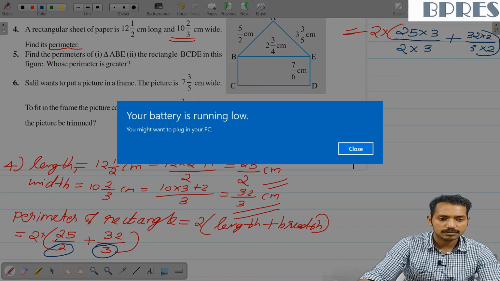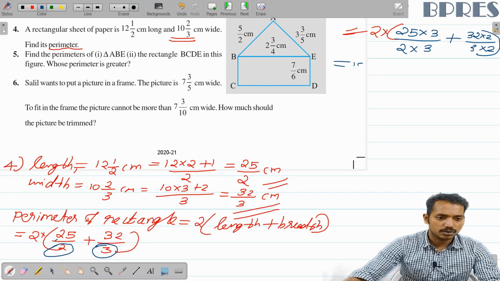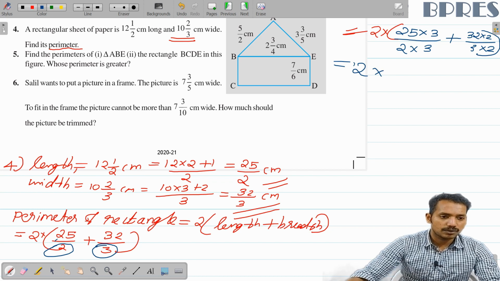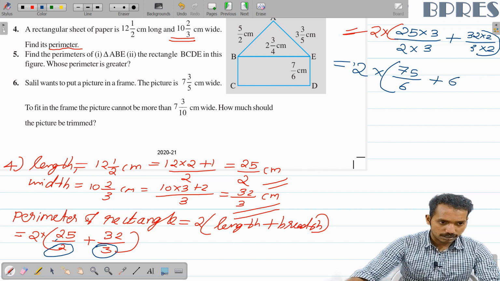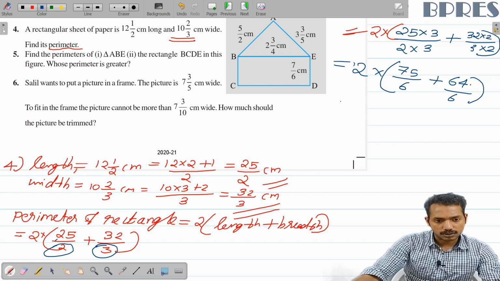Okay, that's over. So that is equal to 2 into 25 into 3 will be 75. Am I right? 75 divided by 6 plus 32 into 3 is equal to 64 divided by 6. Clear? That is equal to 2 into, what is 75 plus 64? Because the denominator now becomes the same.